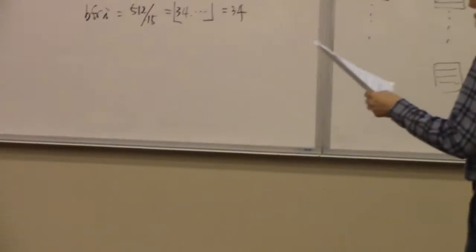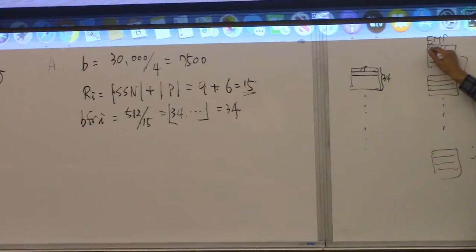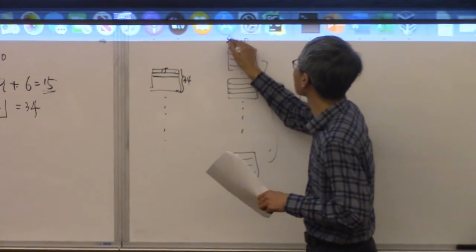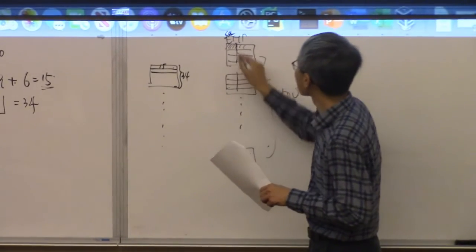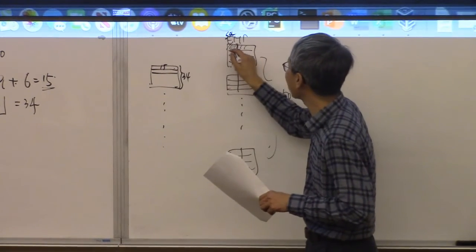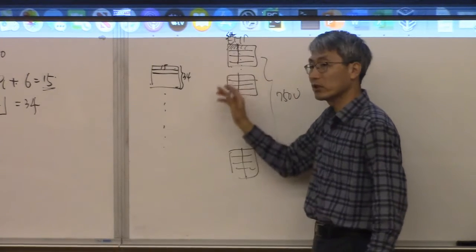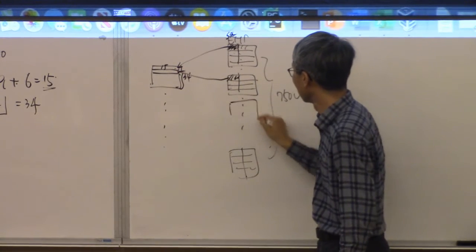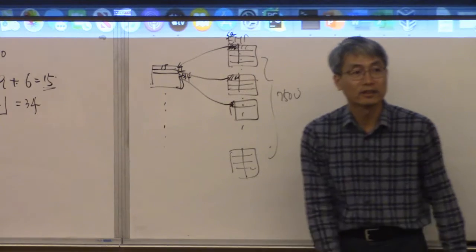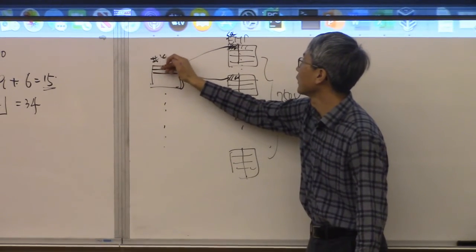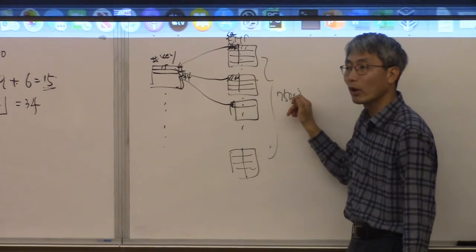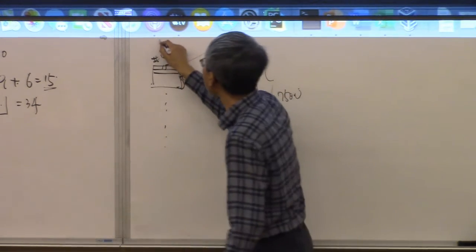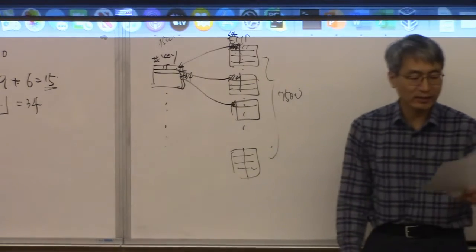Then B, we have a primary index. A primary index is useful for a key ordered file. This file is ordered by social security number. So we don't have to index each and every social security number, only one in each block. Then how many index key entries? Same as the number of data blocks, because it is one index entry per block. So in total, 7,500 index key entries we need.